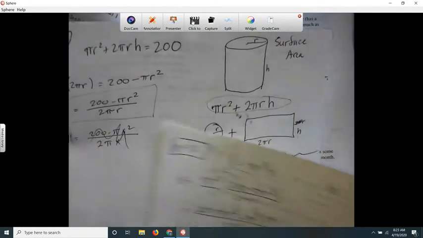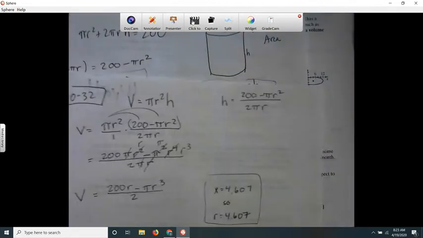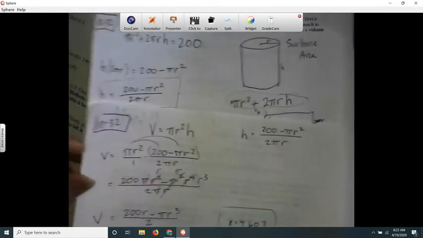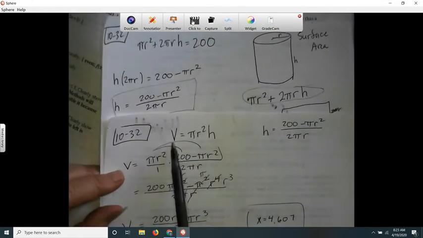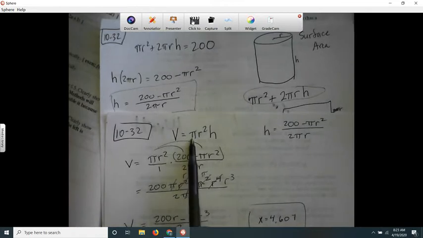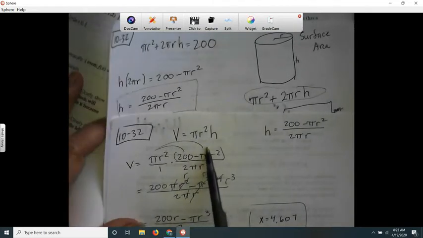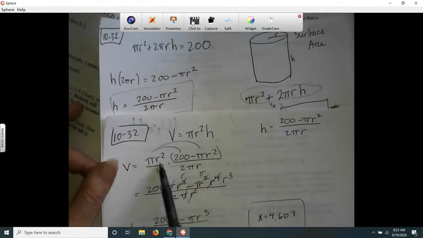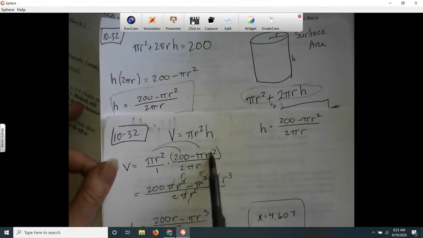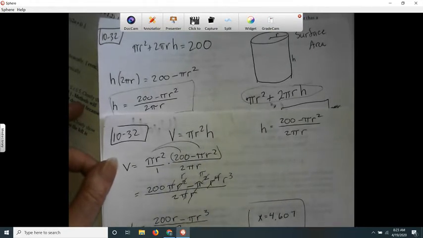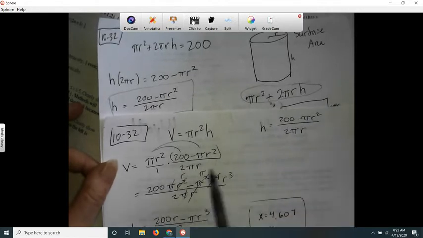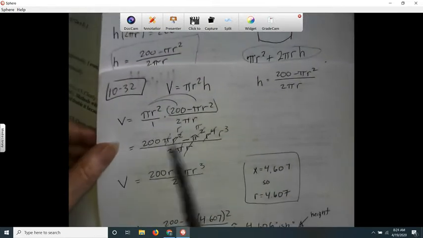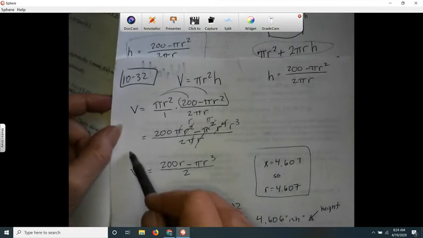Then I looked in the answer book and it talked about volume. That's what I'm trying to maximize, the volume, not the surface area. So I got out my volume formula. You can just Google it. Volume is pi r squared times h. And this thing's all solved for h, so I can plug it in for h. So there's my pi r squared, and this whole thing is h right here. I showed all my steps, but it boils down to this.